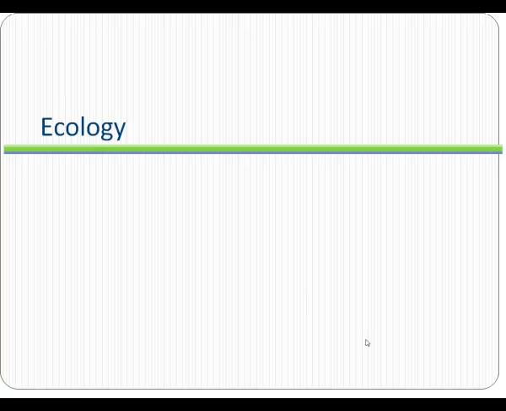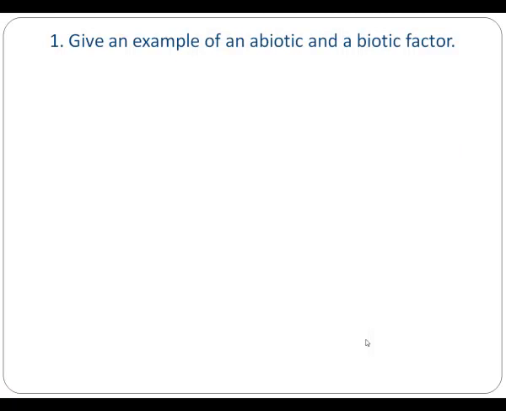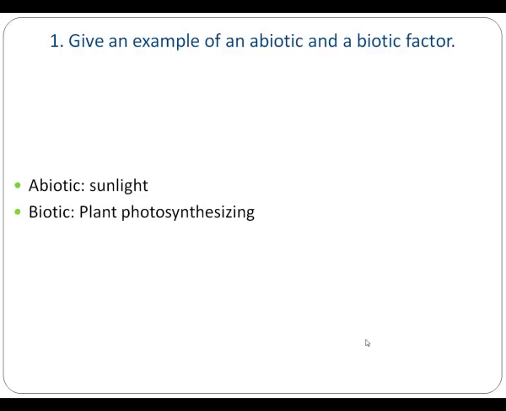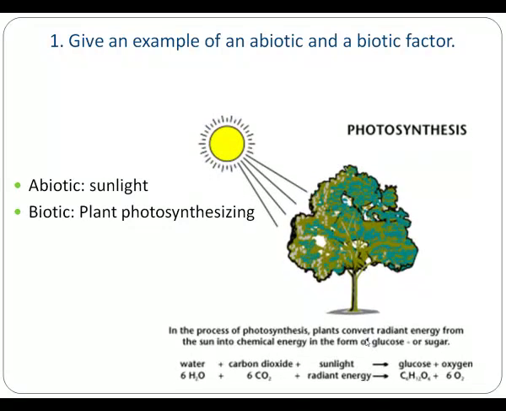Next section is ecology. So, give an example of abiotic and biotic. Abiotic could be sunlight, and the biotic could be plants photosynthesizing with that sunlight.